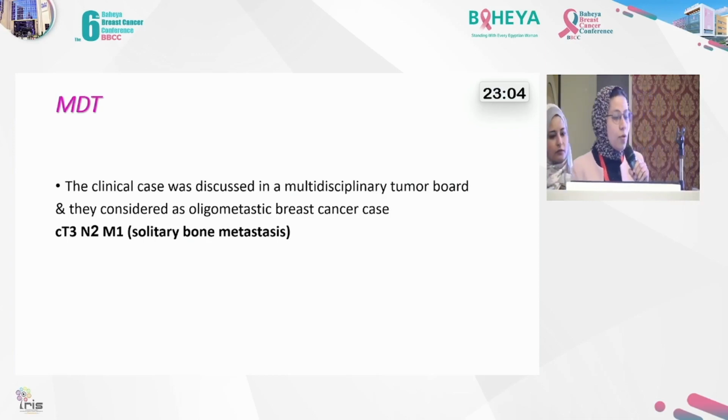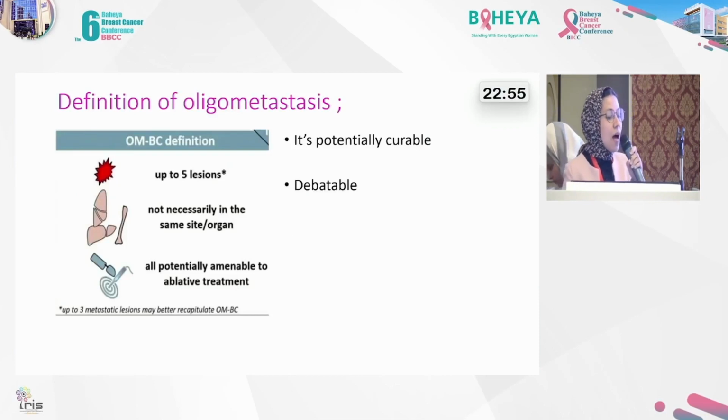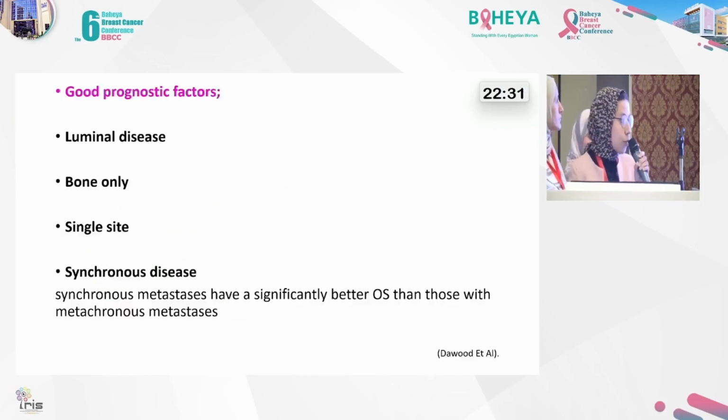MDT was done, and we considered the case as oligometastatic breast cancer, clinically T3 N2 M1 with solitary bone metastasis, according to the definition of oligometastatic breast cancer, which is up to 5 lesions, and which is debatable, as other studies mentioned that it may be 3 metastatic lesions. The lesions shouldn't be in the same organ, but all should be amenable to ablative treatment. The good prognostic factors in our case are luminal disease, bone-only disease, single-site metastasis, and synchronous, not metachronous, metastasis.